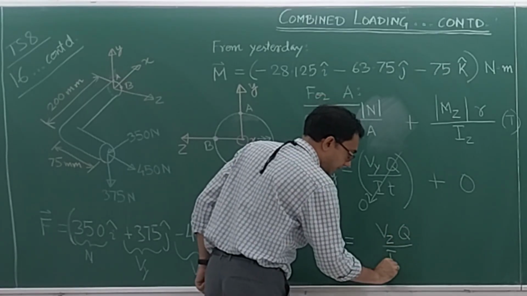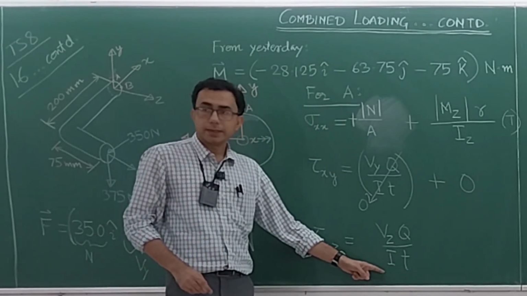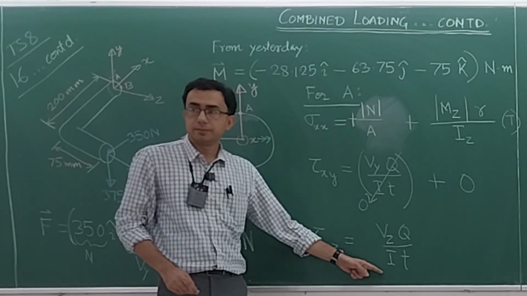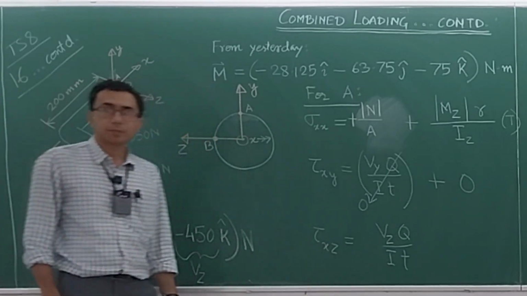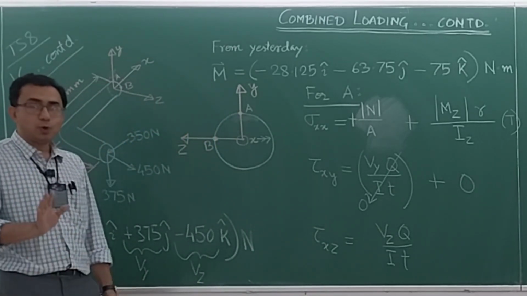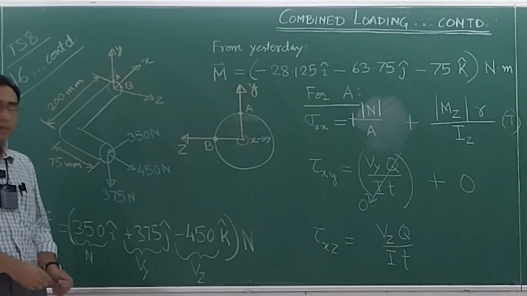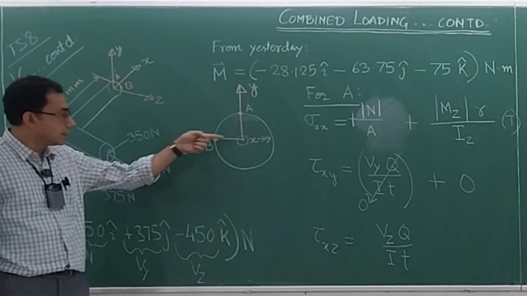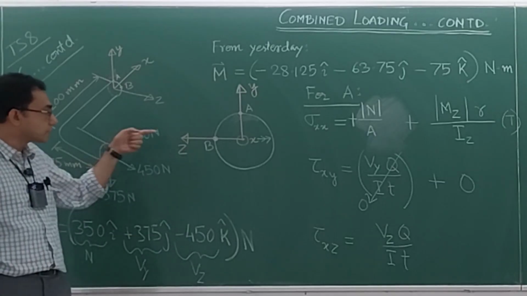Vz by It. Now you tell me very formally, this I is Iy or Iz? It is the same, I know, but we want to be very, very explicit and clear about it. It is Iy or Iz? It is actually Iy. Now, all of you, like yesterday, tilt your head to your left and see the Vz actually acting like this. Vz is in a minus 450, so the force is acting like this.